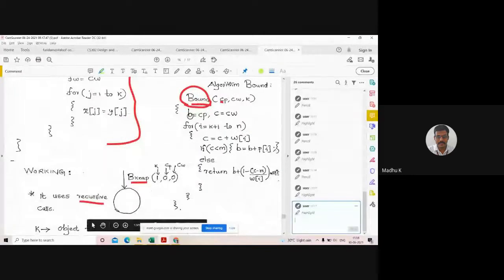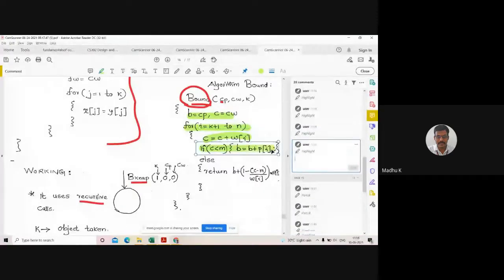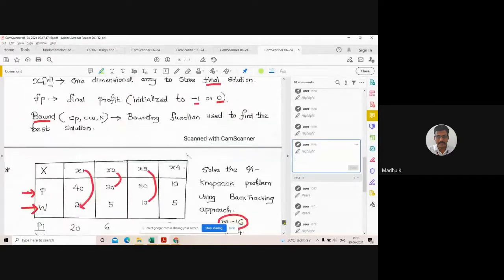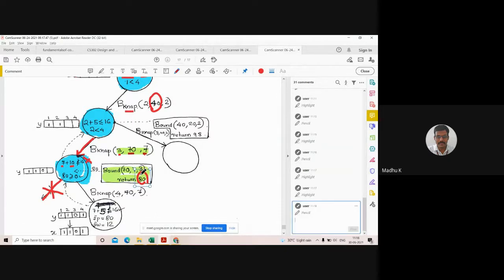This is the bound function. It will execute this part. I am not explaining how it will execute. At last, it will return the value. After executing it, you will get a value 80. Then the bound function is called and it will return a value 80.